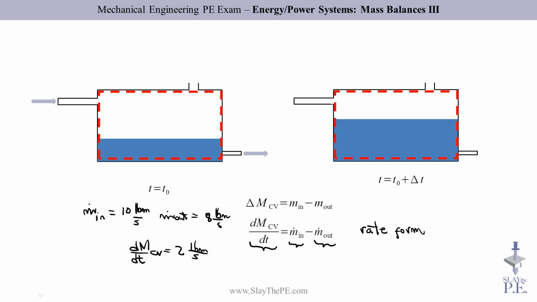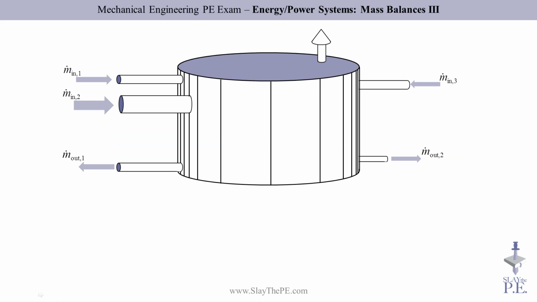If you're putting in at 10 pounds per second and leaving at the rate of 8 pounds per second, then it's entering at a rate that is greater than the rate at which it's leaving. So you have a positive rate of change with time of the mass in the control volume. That is the equation that we're going to use quite a bit, the rate form of the mass conservation statement.